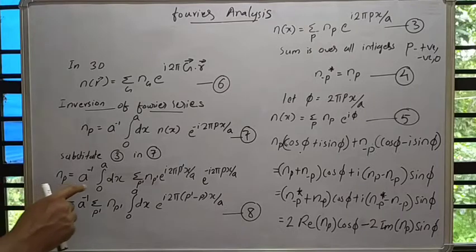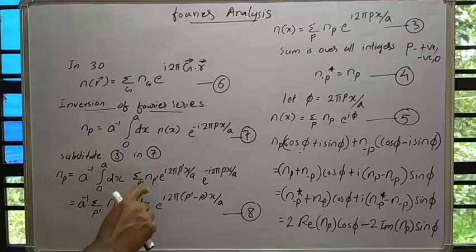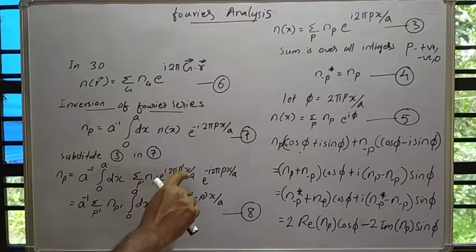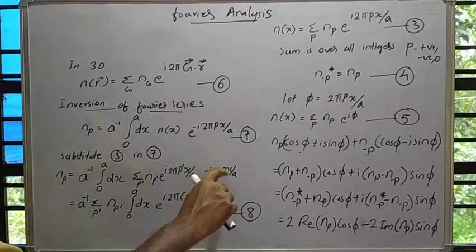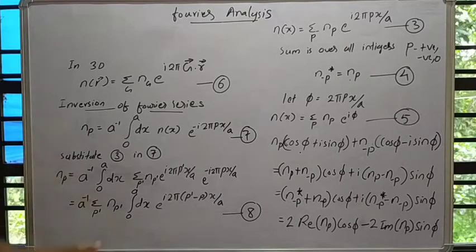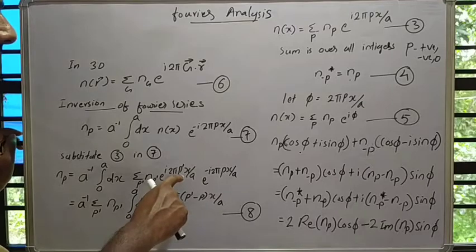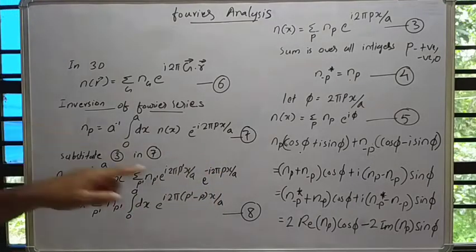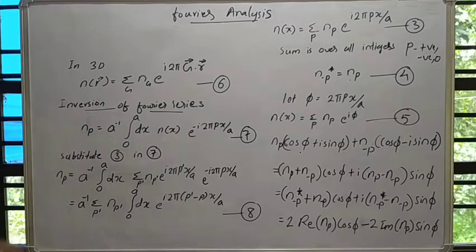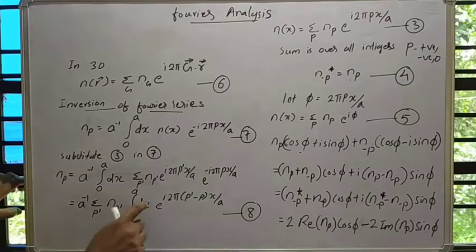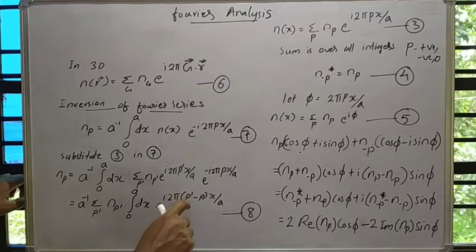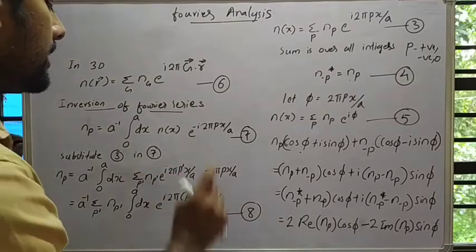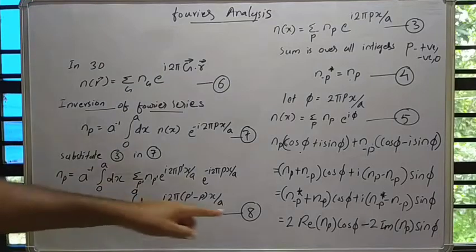That is np equal to a inverse integral 0 to a dx sum over p dash np dash e raised to i 2 pi p dash x over a e raised to minus i 2 pi px over a. Later we will consider two different cases: when p dash equals p and when p dash is not equal to p. So this is equal to a inverse, taking the sum outside, sum over p dash np dash integral 0 to a dx e raised to i 2 pi p dash minus p into x over a. This is equation 8.